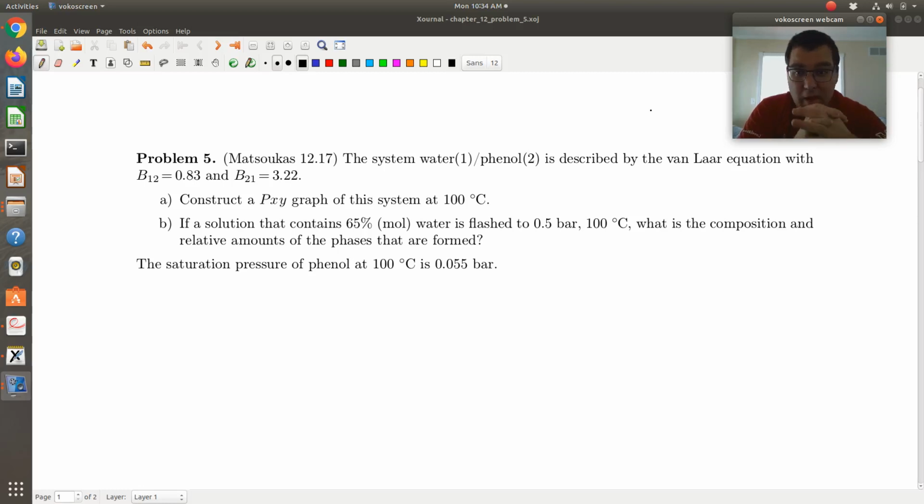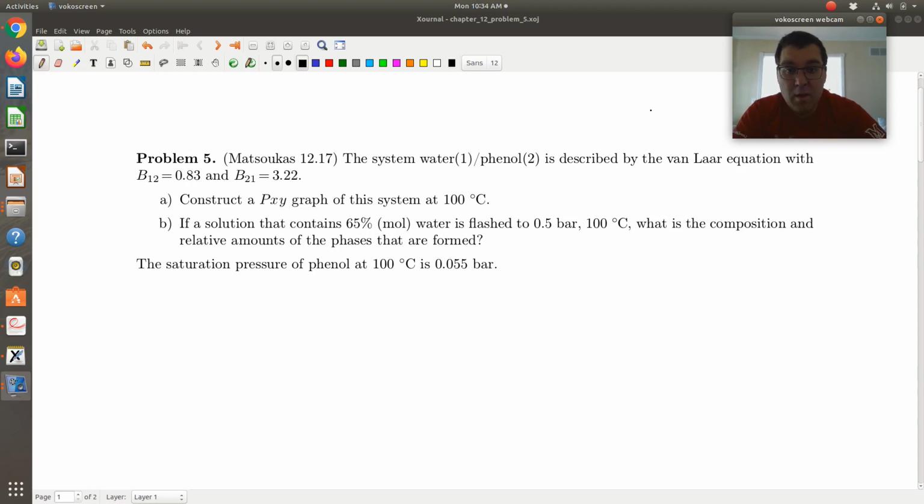All right, let's take a look at problem 5, which is problem 12.17 from the course textbook, our next modified Raoult's law problem. We're told the system water-phenol is described by the Van Laar equation with constants B12 equal to 0.83 and B21 equal to 3.22. And first in part A, we're asked to construct a Pxy phase diagram.